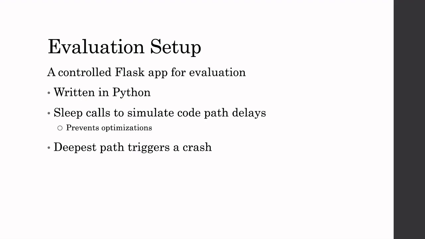This let me set up some code paths where I could simulate code path delays with those 100 microseconds, 150 microseconds, 90 microseconds, 1000 microseconds using sleep calls. That way it would prevent any kind of optimizations, any kind of cache optimizations, processor optimizations at all, and it would just sleep. I also created in the web application a deep path that would trigger a crash once it was reached.